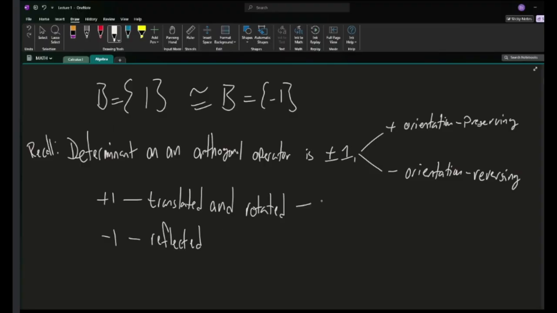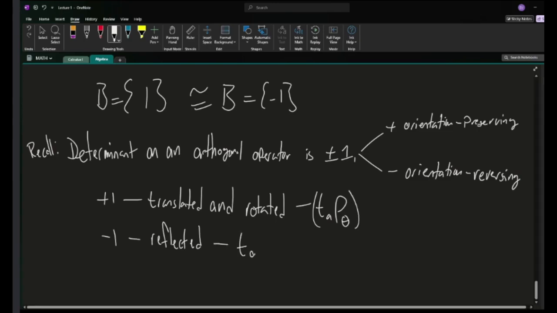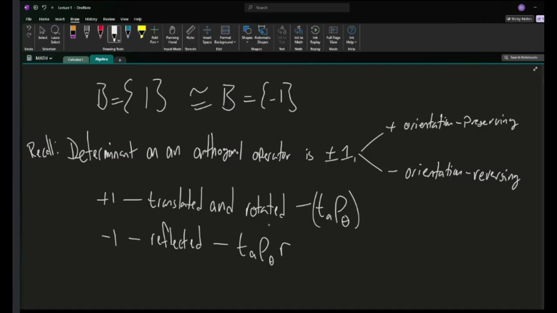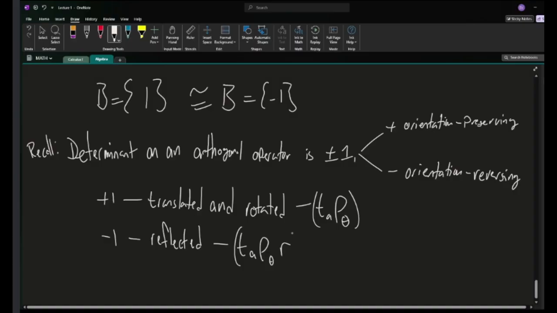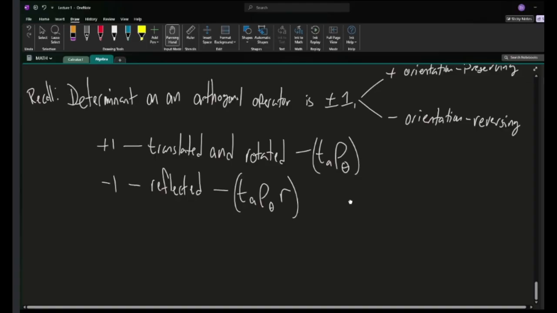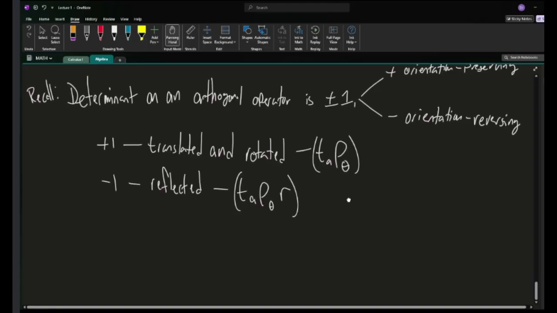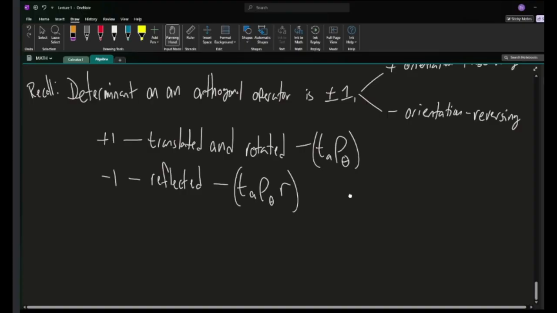So if we have, say, t, a translation, and we also denote rotations as rho of theta, then that's orientation preserving. But if we have the same T of alpha, rho of theta, and let's say we have a reflection, then that's immediately orientation reversing. So anything that has some sort of reflection is in fact orientation reversing.